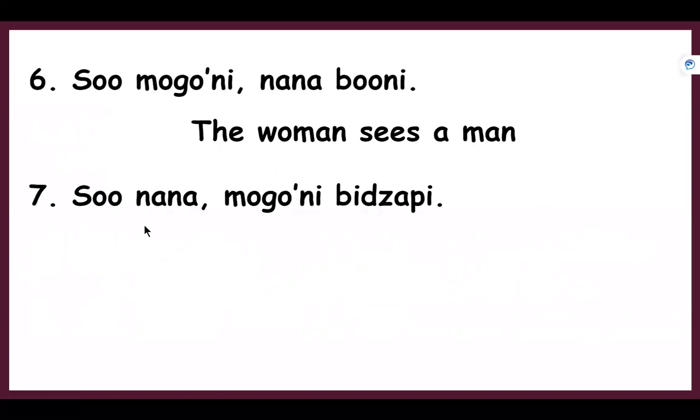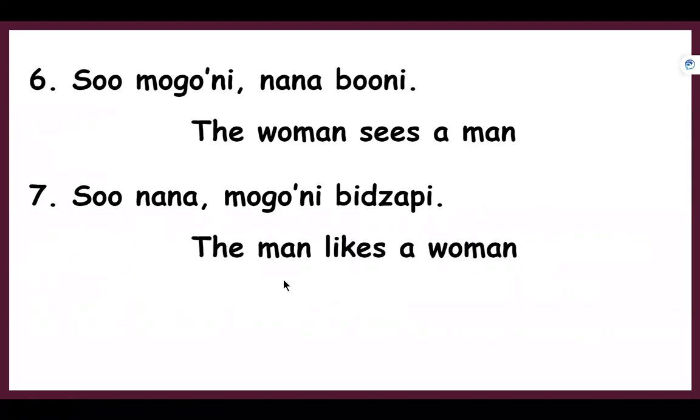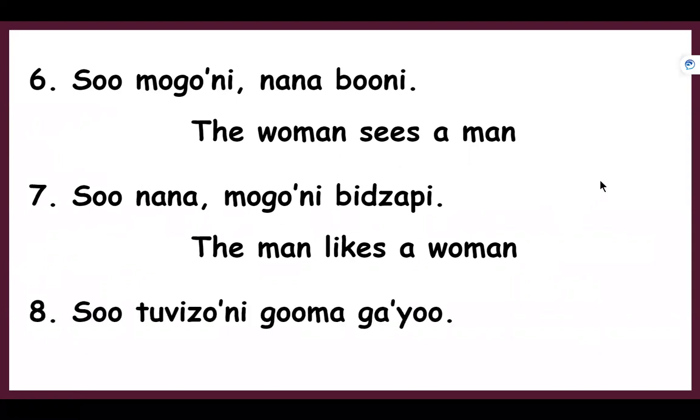Number 7. Sunana mogotni bidzappi. Means the man likes a woman. Well, which woman? It doesn't say, because it's not specifying which woman. It's just saying a woman in general.